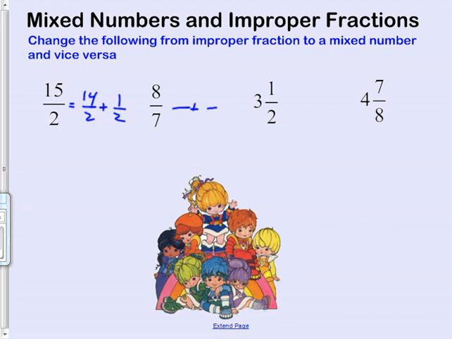All right, Mr. D, what did you have? Plus 1 7 makes 8 7. Excellent. And that is 1, so therefore it's 1 and 7.